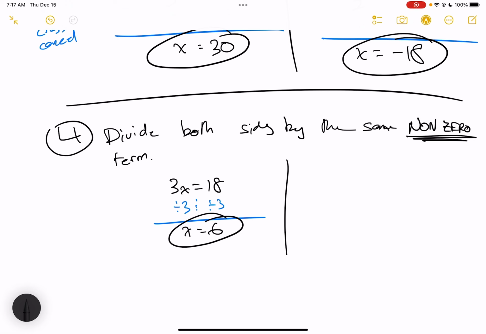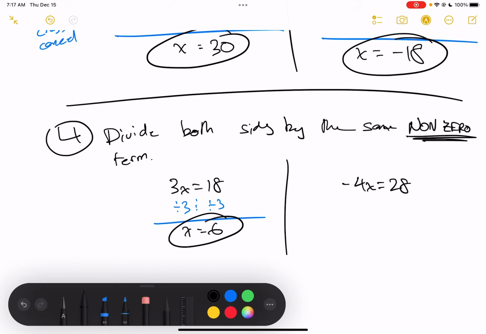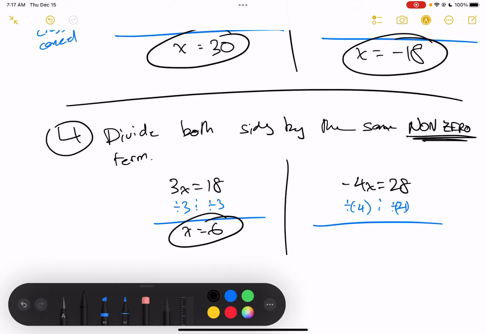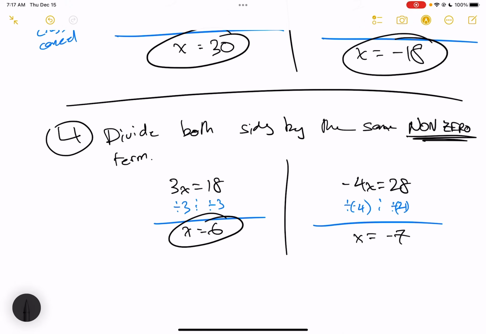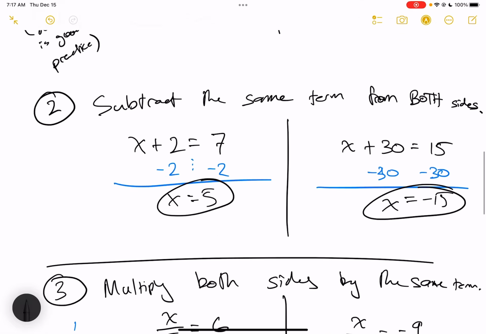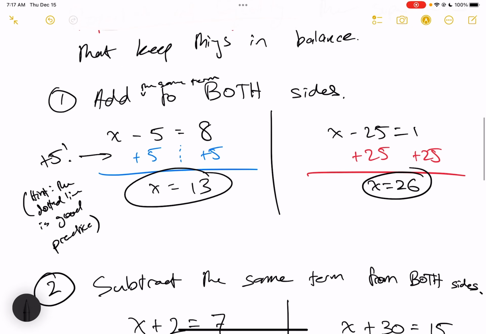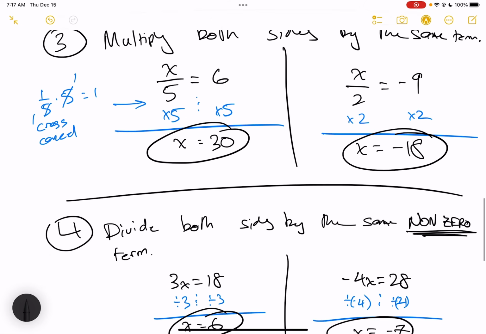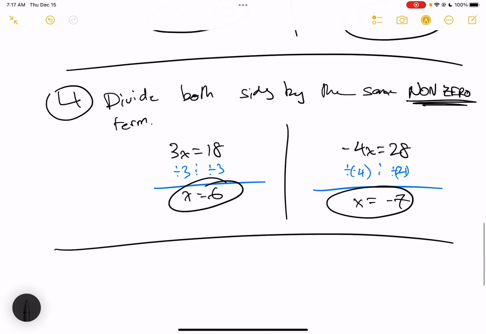So in this case right here, let's say negative 4x equals 28. I can divide both sides as well by a negative number. Here, not by negative 7, sorry, I'm getting ahead of myself, by negative 4. Here I'm going to be left with x equals negative 7. We'll talk more about the logic behind the negatives later, but for right now, these are the 4 properties you need to worry about. Adding terms to both sides, subtracting terms to both sides, multiplying to both sides, and dividing both sides by a non-zero number.